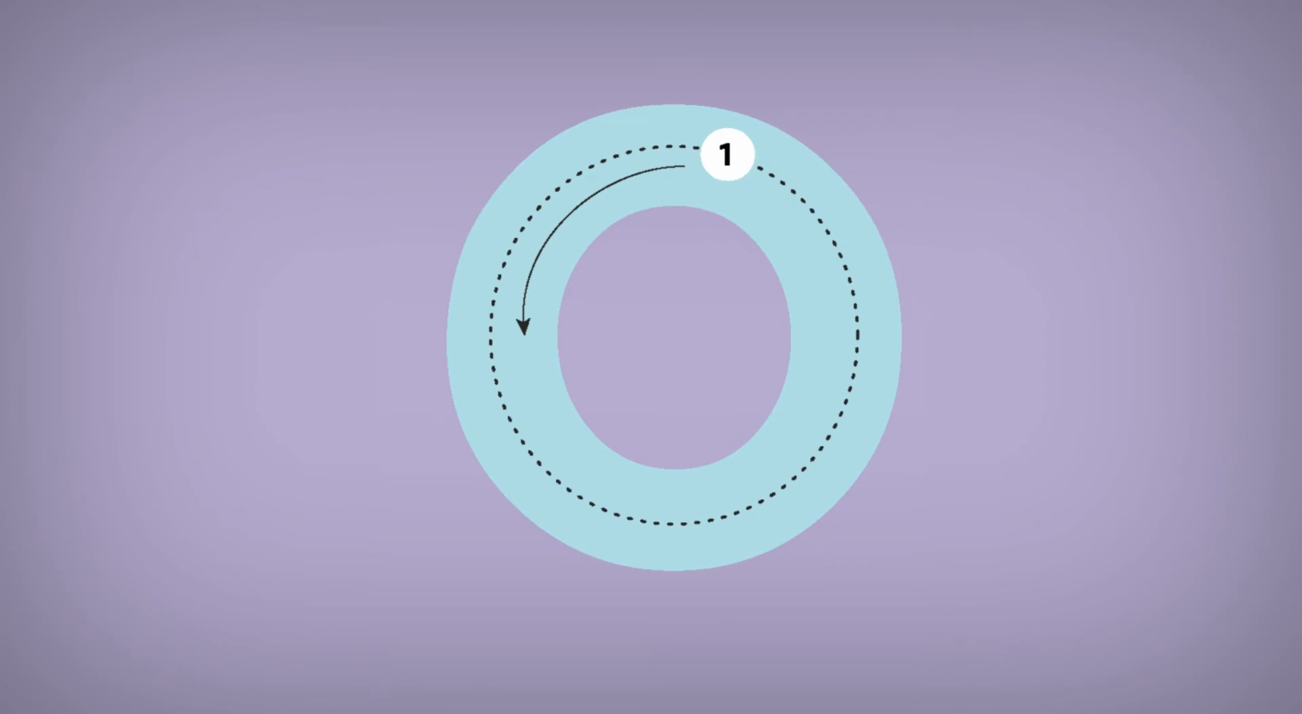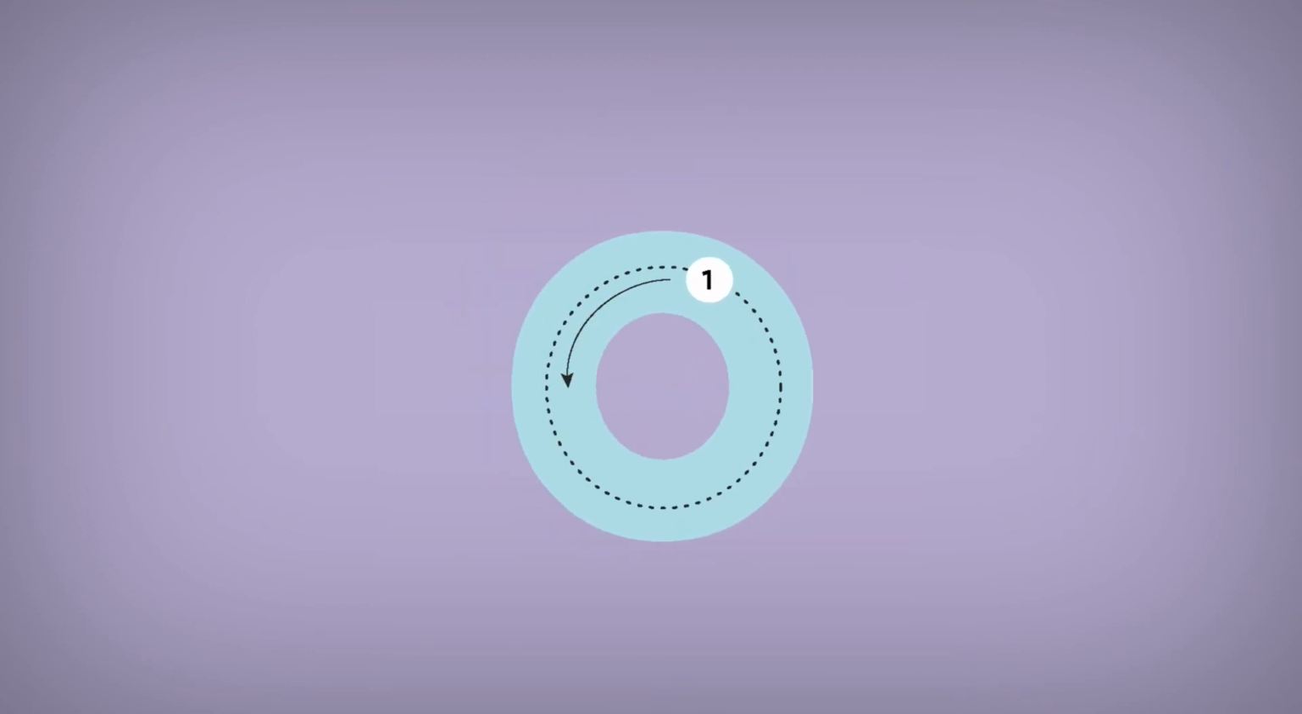And now let me show you how to write letter O. Capital O. Start at the top and make a big circle. Small letter O. Start in the middle and draw a small circle.